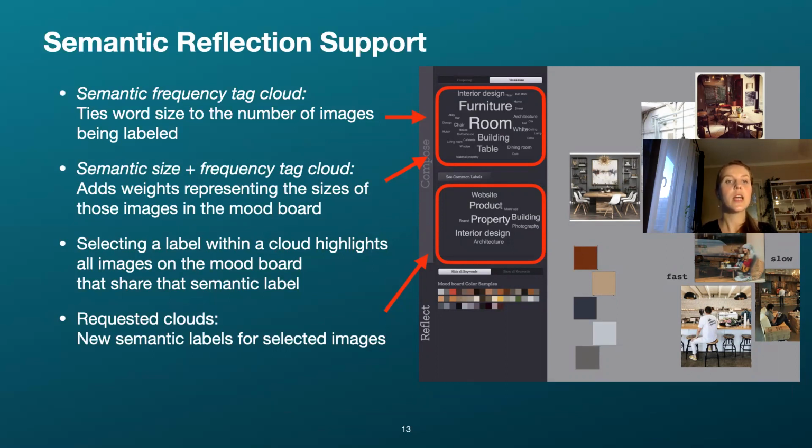The user can switch to an alternative cloud in which the spatial size of the image is taken into account, making labels of larger images more prominent in the cloud. Clicking labels within this cloud highlights all images on the mood board that share that semantic label. In the middle left, a second cloud reflects the confidence score of the semantic labeling algorithm for a selected subset of images, which is treated as a single image, which often produces semantic labels that diverge from the individual semantics, making it easier to understand the similarity.